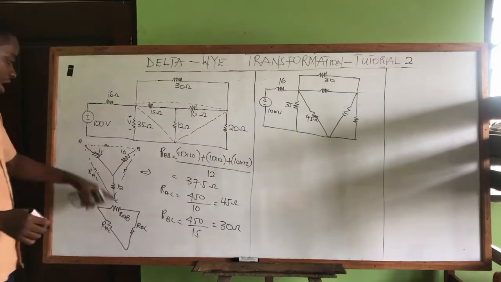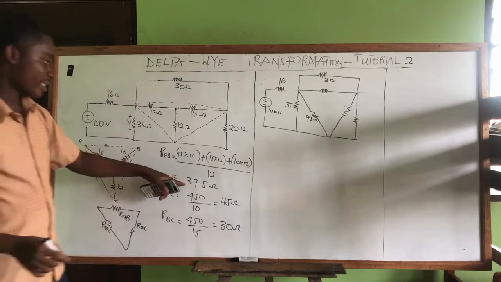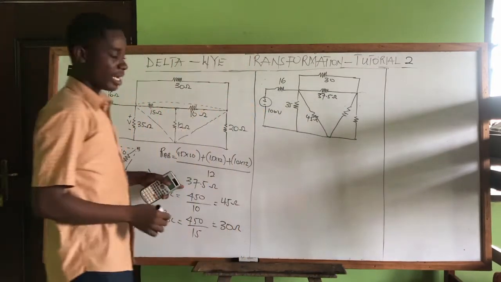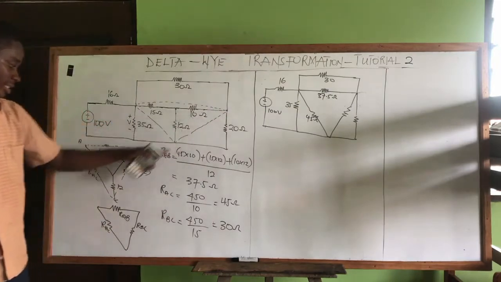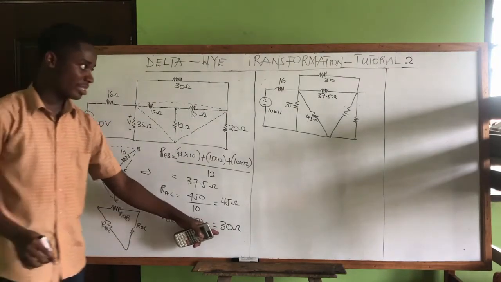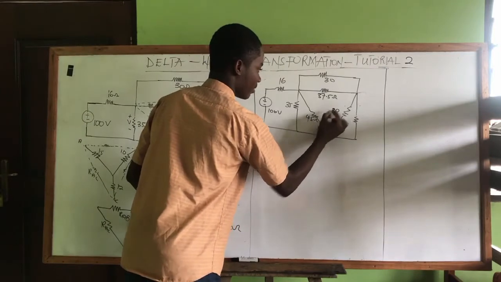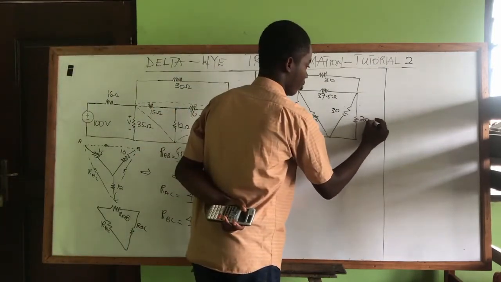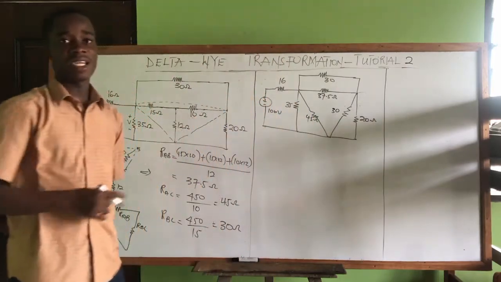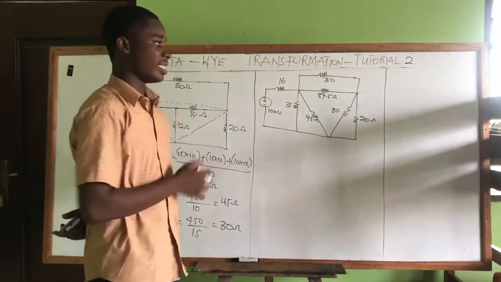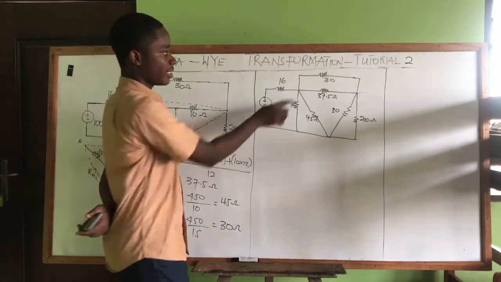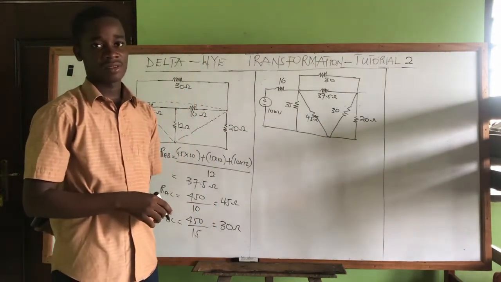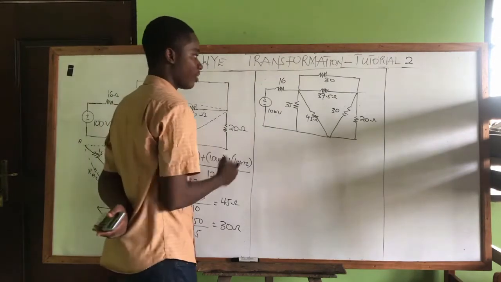This is what? RAB. And RAB gave us 37.5. Alright. And this branch here, that is the RBC, and the RBC gave us 30. And we have our 20 ohms there. So now we can apply the network reduction we did in this diagram. We can see the 30 and the 37.5 are in what? Parallel. So let's calculate its equivalent.